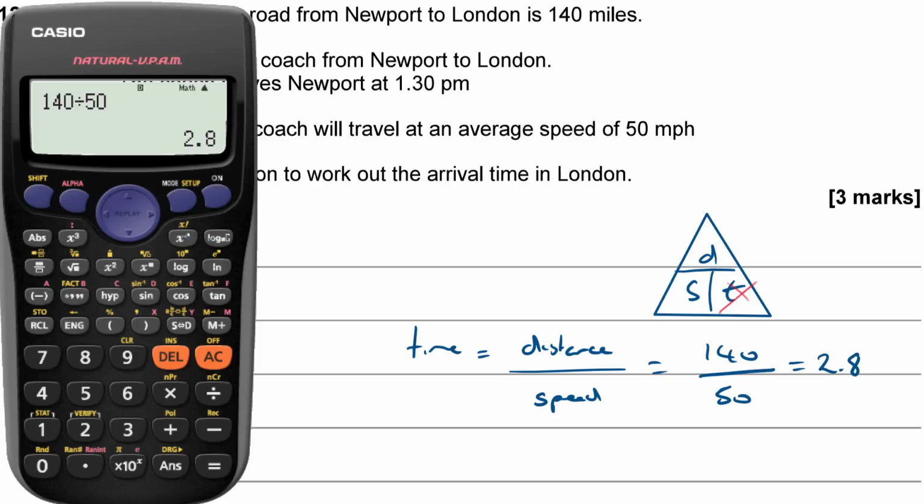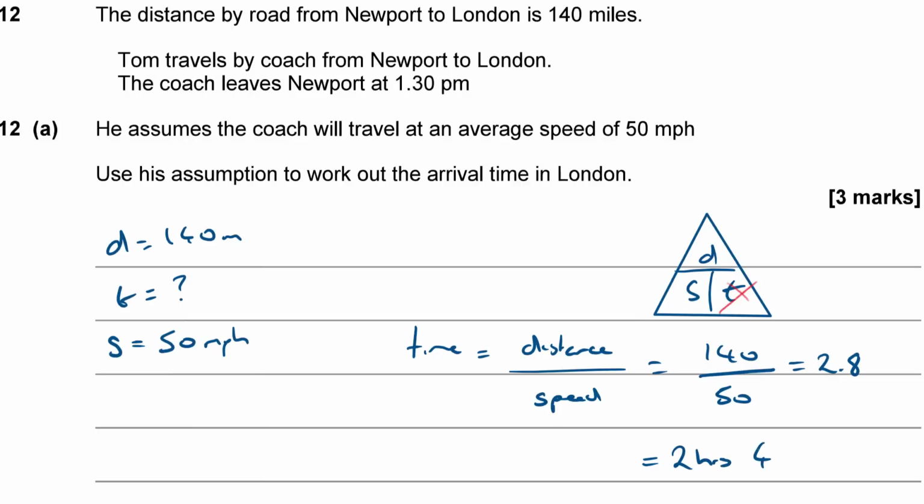So how many minutes is 0.8 of an hour? Well, there are 60 minutes in an hour. So 0.8 times 60 is going to give me 48 minutes. So that is equal to 2 hours and 48 minutes.